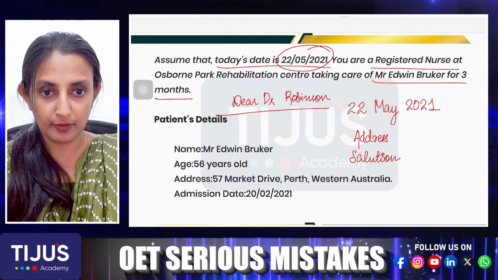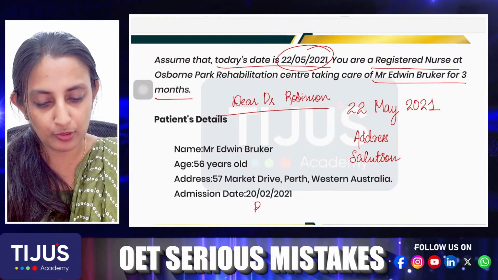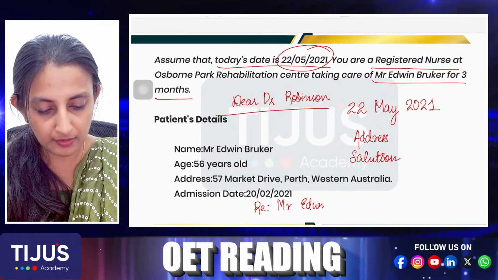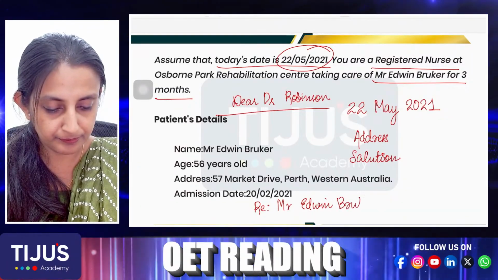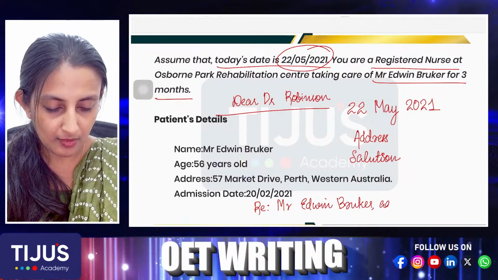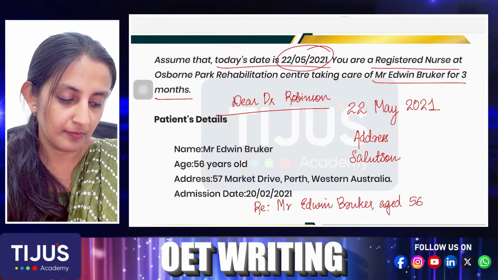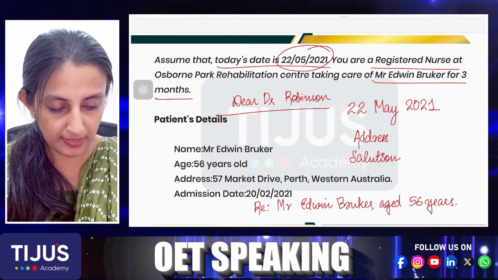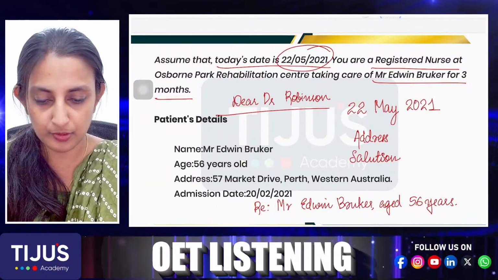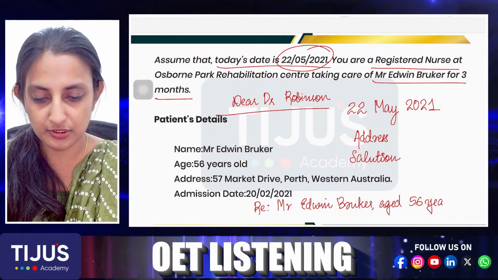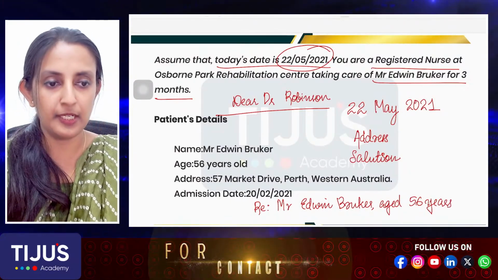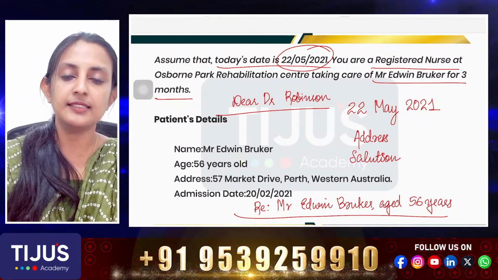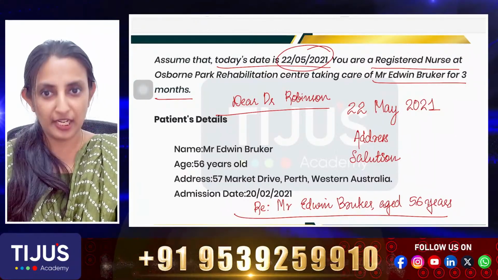And then you can go with the reference line where we are mentioning about the patient for the first time. R.E. Mr. Edwin Brooker, aged 56 years. This is how you people can write the reference line. You don't need to put the dot over there, but you can just write 56 years എന്ന് നമ്മൾ എഴുതിയിരിക്കണം. So this is how we are supposed to write the reference line. So for 4 steps കഴിഞ്ഞ് we are moving on with the introduction of the letter.